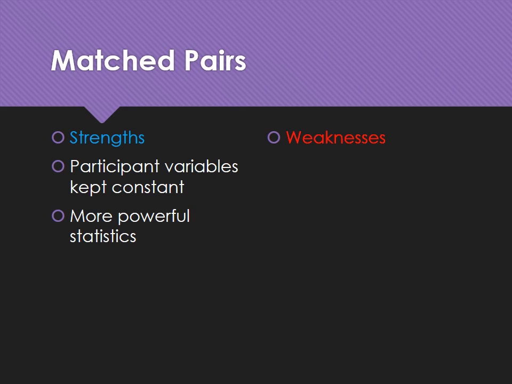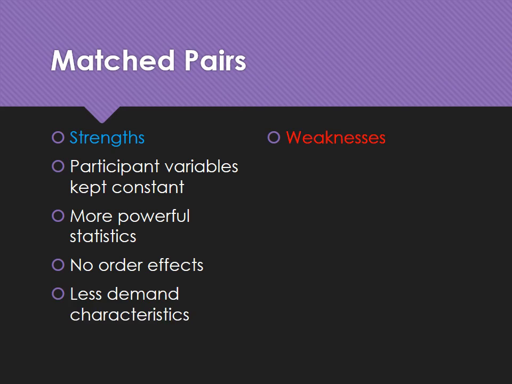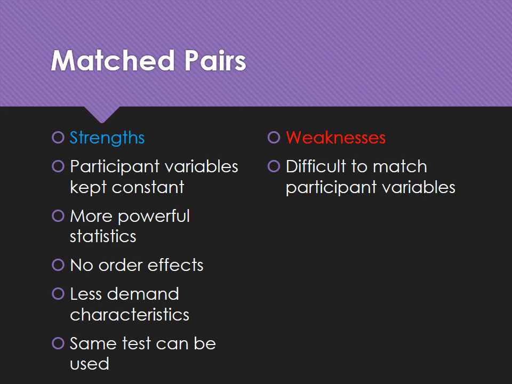This again allows us to use more powerful statistics, which is obviously good, and we don't get any order effects as well. With people only being in one condition each, obviously less demand characteristics. So the strengths here are kind of the best of both. But unfortunately the weaknesses are pretty similar too. Obviously, you can use the same test.